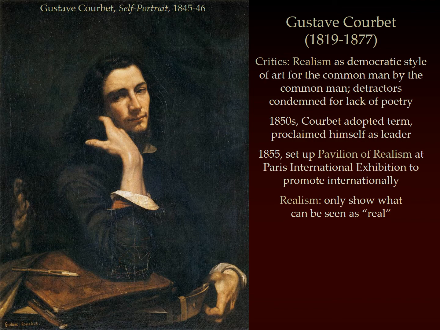In 1855, after having his works repeatedly rejected from the Salon, he set up the Pavilion of Realism at the Paris International Exhibition to promote his work internationally. Now, importantly, Courbet would define this new movement of realism as only that which can be seen as real. That being in reality, no angels, no allegories, no historical figures. You need to be able to go out and see it at that time, at that day.